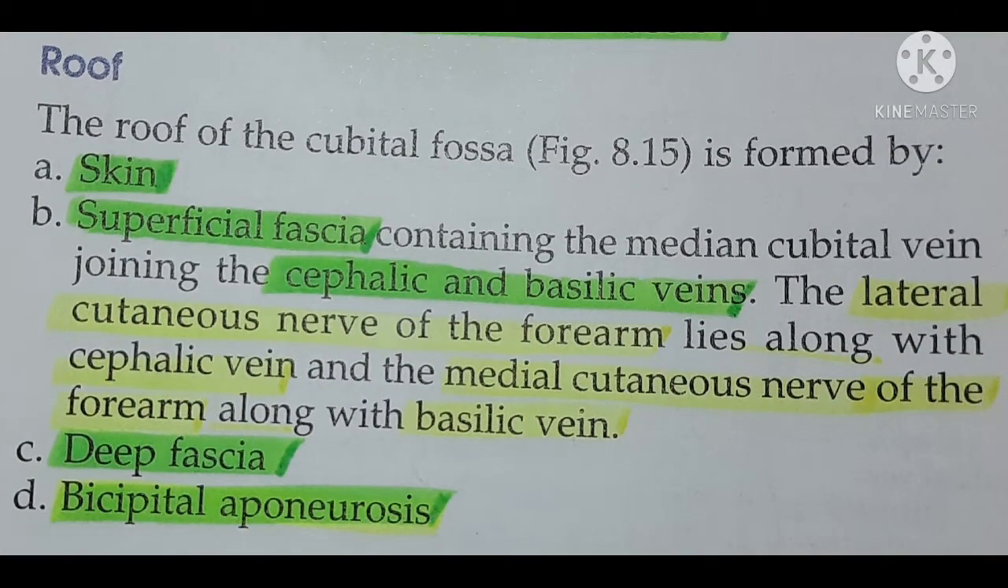Roof. The roof of the cubital fossa is formed by skin and superficial fascia containing the median cubital vein joining the cephalic and basilic veins. The lateral cutaneous nerve of the forearm lies along with the cephalic vein, and the medial cutaneous nerve of the forearm along with the basilic vein. Then deep fascia, the bicipital aponeurosis.